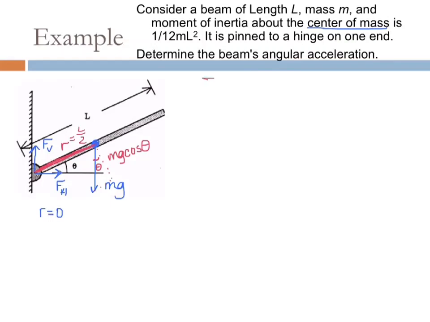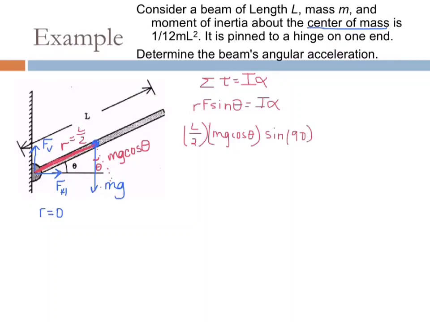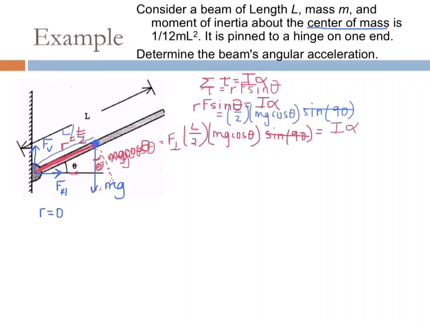So the sum of our torques is equal to the moment of inertia times the angular acceleration. So r F sine theta is equal to I alpha, and r is L divided by 2, F is mg cosine theta, and the angle between L divided by 2 and mg cosine theta is 90 degrees. They're already perpendicular, so this piece becomes unnecessary, equal to I alpha.